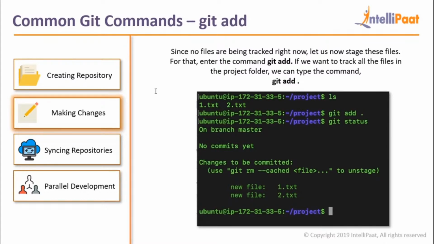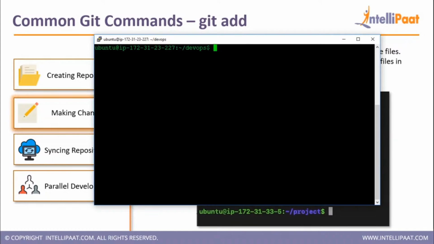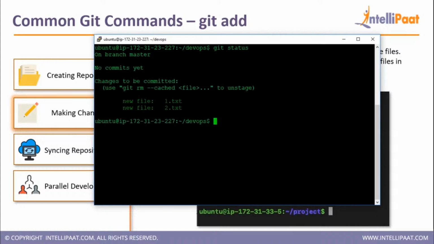For doing that, all I have to do is go back to my terminal and say git add. I can either type in the names of the files. Say I want to track both the files, so I'll type in 1.txt 2.txt. Or you can just type in git add and then a dot. Dot means track all the files present in this directory. I'll hit enter, and now if I do a git status, let me just clear the screen. If I now do a git status, I can see that my files are now being tracked.